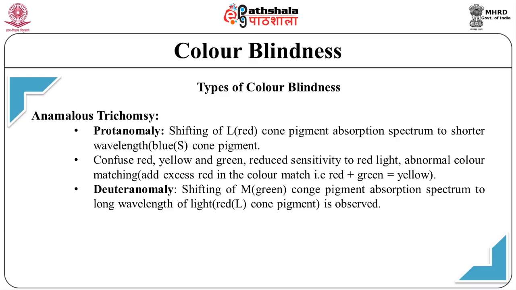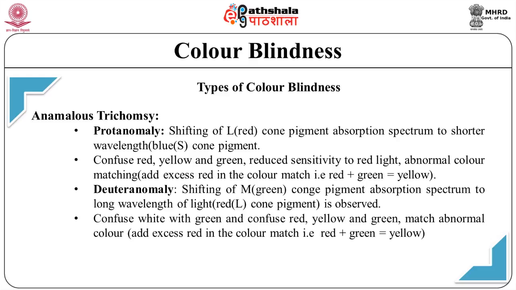There is deuteranomaly. In this type of anomaly, shifting of the M cone pigment absorption spectrum to a longer wavelength, going from green to maybe red, is observed. Furthermore, they confuse white with the greens and reds with yellows and greens. They match abnormal colors together. So adding excess red in the color match, like red plus green, will appear yellow to them.